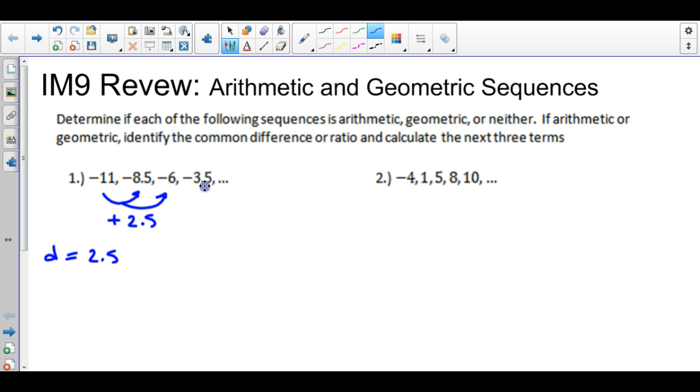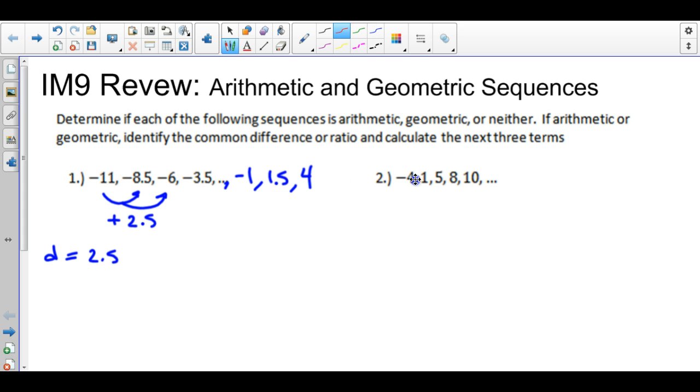And if I want to calculate my next three terms, all that I have to do is add another 2.5 every time. So I'm going to take negative 3.5 and I'm going to add 2.5, which means my next term is going to be negative 1. And I'm going to add another 2.5 again to that, and I get 1.5, and then again add another 2.5 one more time, and your last term is 4. Okay, so that was an arithmetic sequence. Common difference was 2.5, and then here are my next three terms.